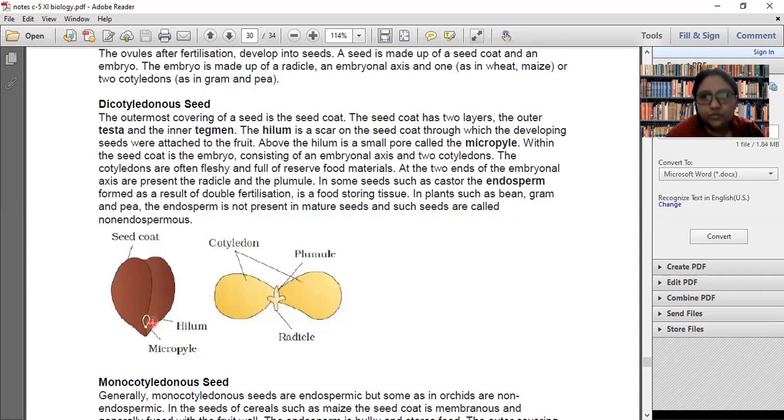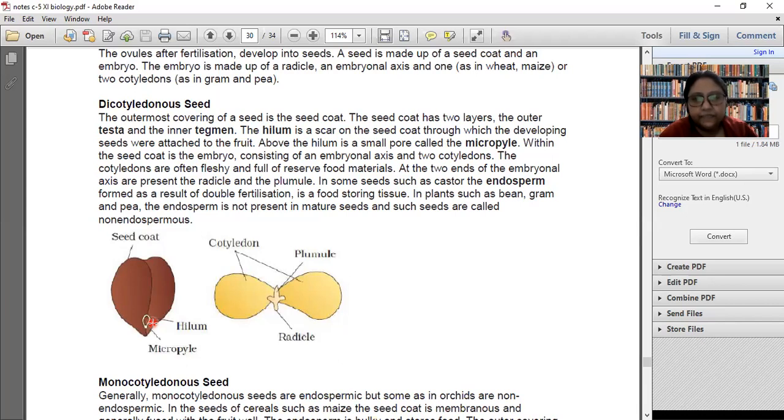Obviously, some hygroscopic material is also present. They also absorb water. Now, the seed coat is having two layers. It can be called testa and tegmen. Apart from the role of micropyle in the entry of water, it is also the exit point of the root. In chana, you must have observed the root comes first, then the shoot. Isn't it? Yes. In chana and moong, which comes out first? Root.